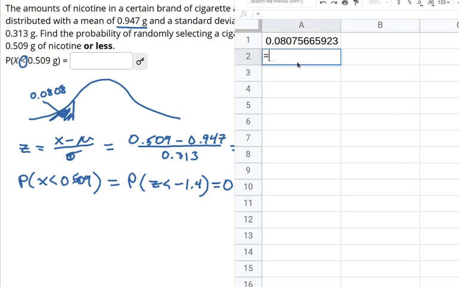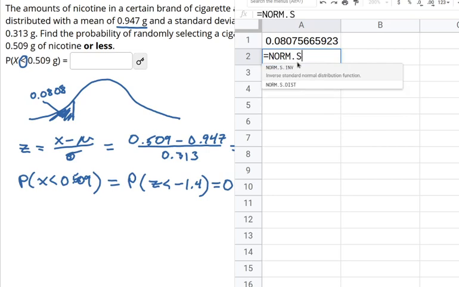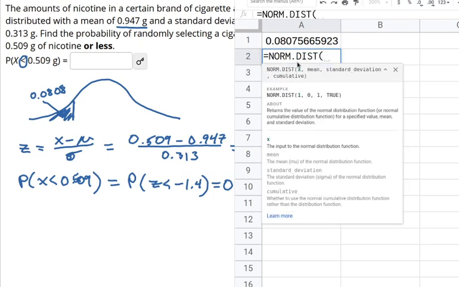As an alternative, if I didn't want to convert to a z-score first, I could use, as opposed to NORM.S.DIST, where the S stands for standard, a function that spreadsheets have. If you get rid of the S, it's a normal distribution. You just have to enter all the information about the problem. The first thing is the same x that we converted to a z-score. So essentially, this is going to do all that conversion in the background without me having to enter anything.